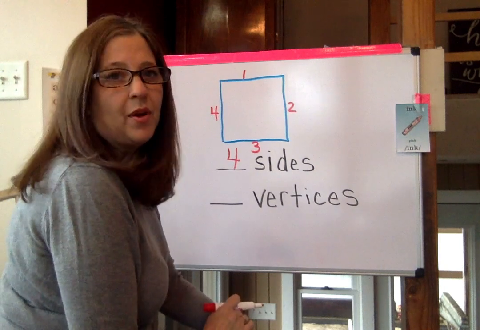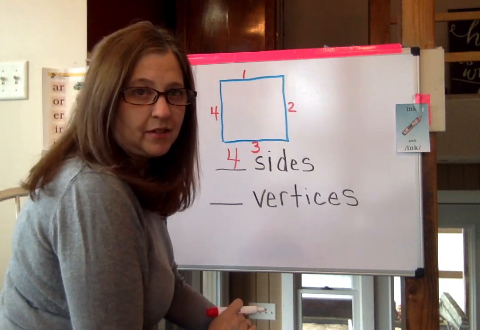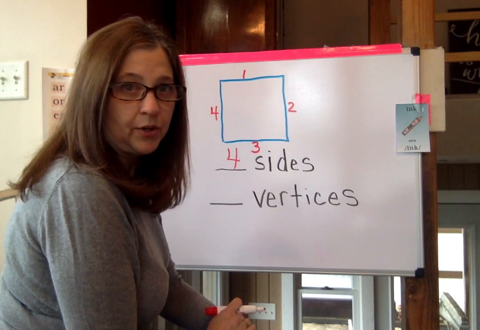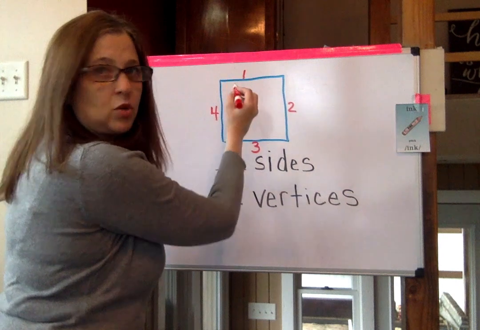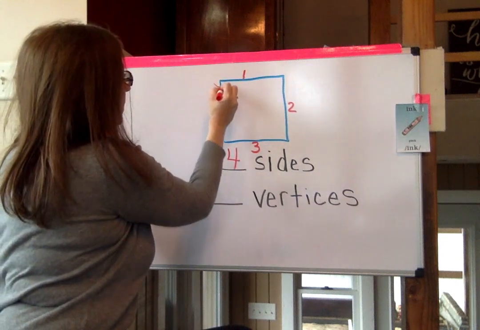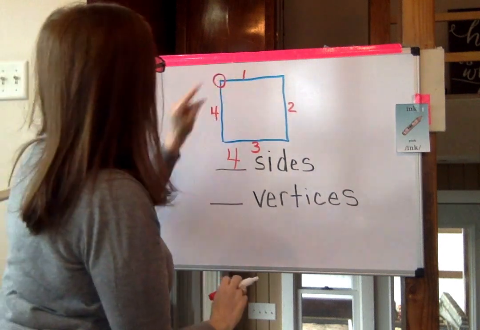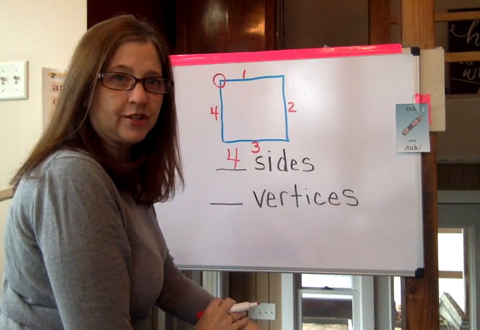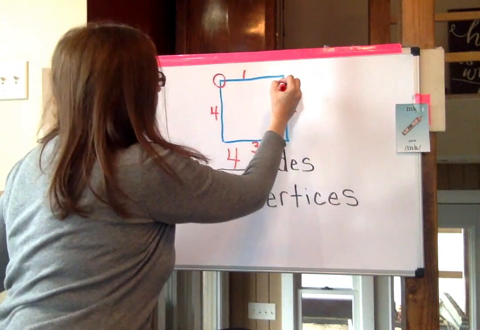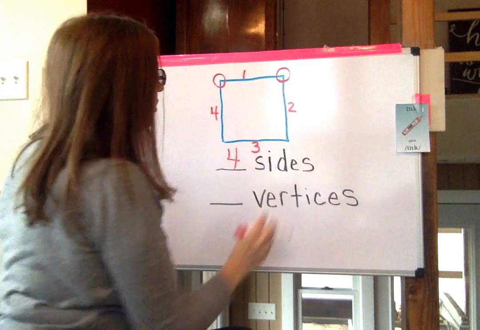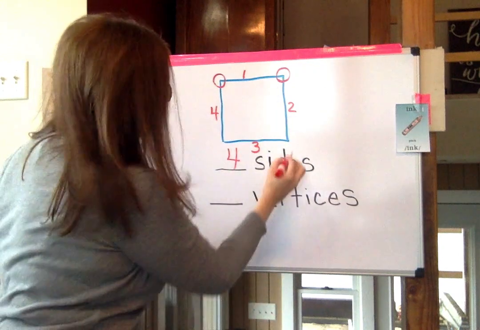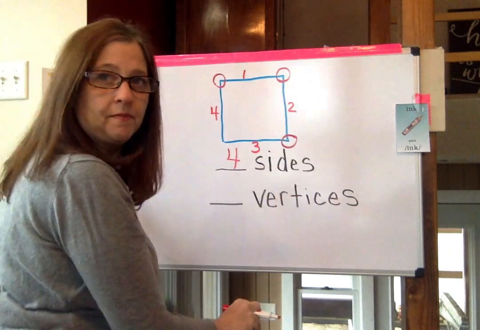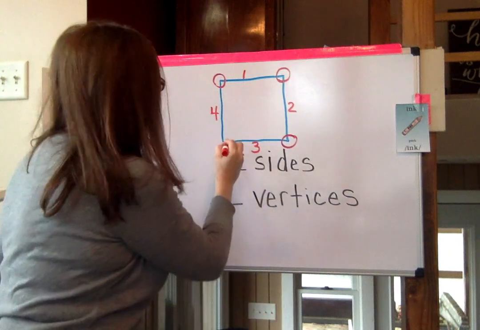All right, now, what is a vertice? Now, you guys might have watched it this morning, but a vertice is where 2 sides connect. So watch here. I'm going to make a circle. It's like the corner right there. That is 1 vertice or vertex. 2, and you guys can put little circles in the corners as well. 3, 4.